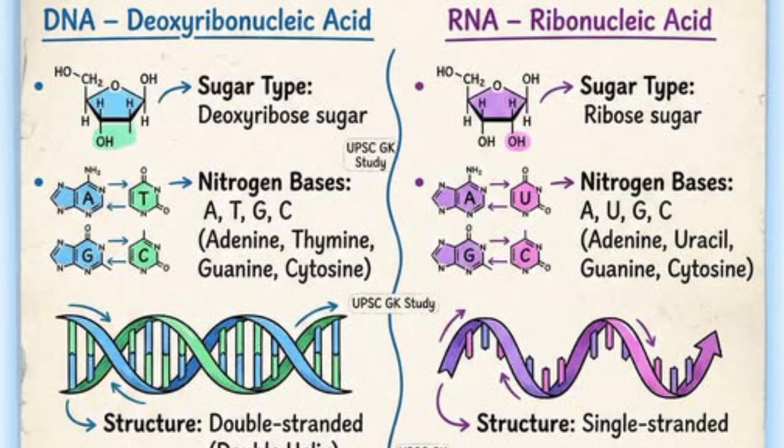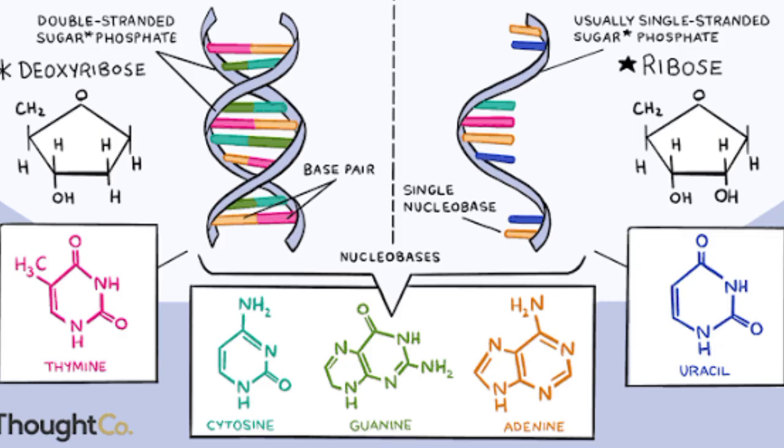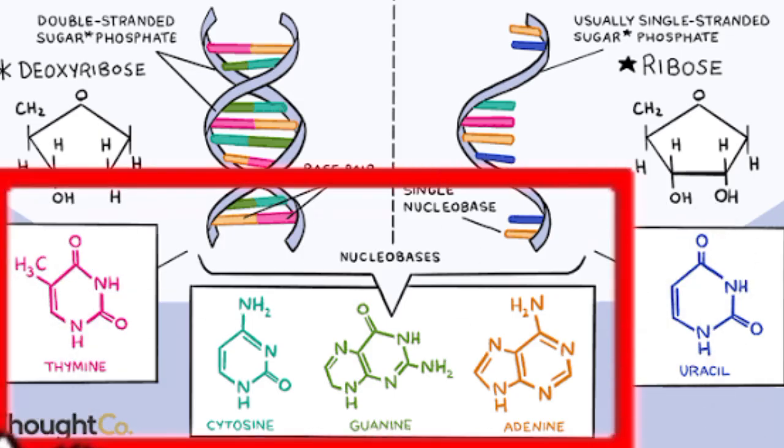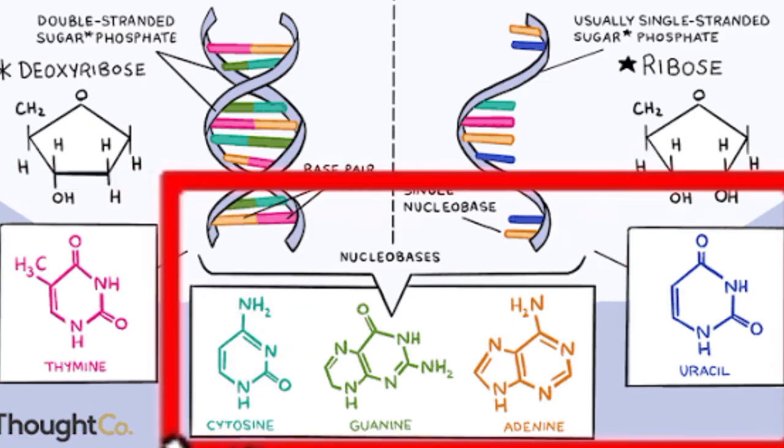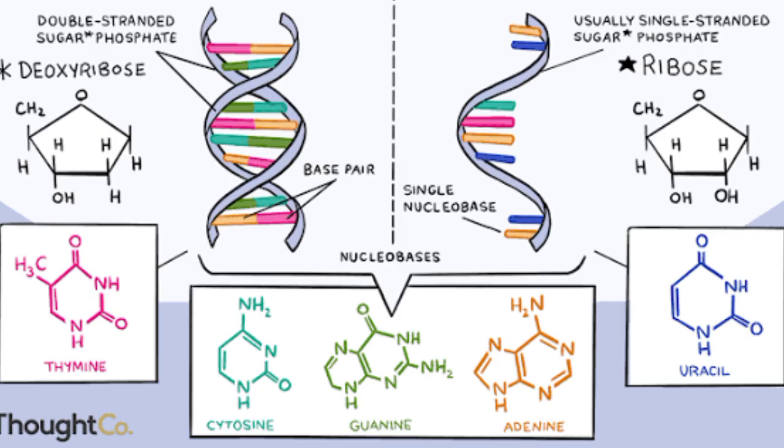The next difference is in their nitrogenous bases. Both DNA and RNA contain 4 nitrogenous bases. DNA contains adenine, thymine, guanine and cytosine, while RNA contains adenine, uracil, guanine and cytosine. Notice the important difference. DNA has thymine and RNA has uracil instead of thymine. So DNA contains nitrogenous bases ATGC and RNA contains AUGC. This is the difference.